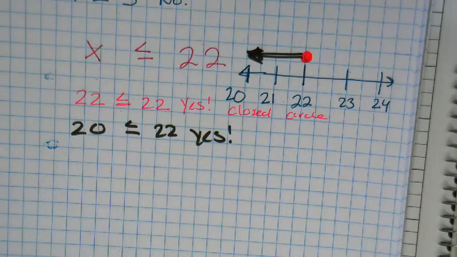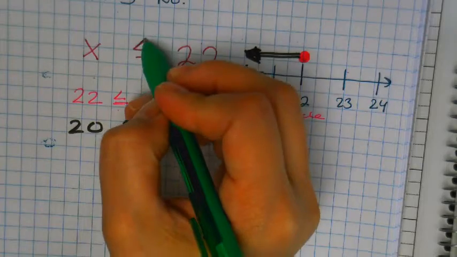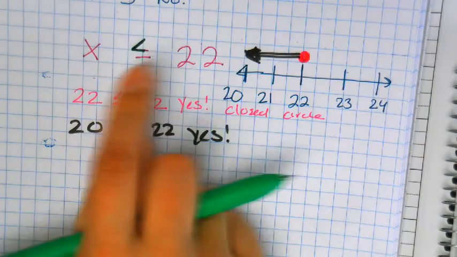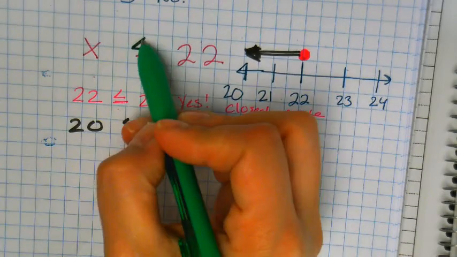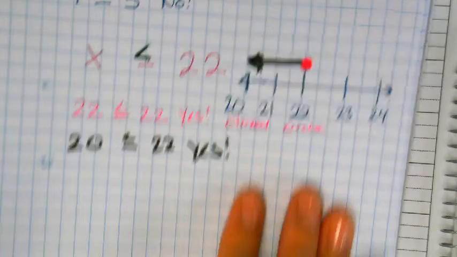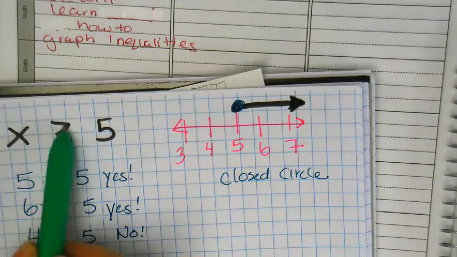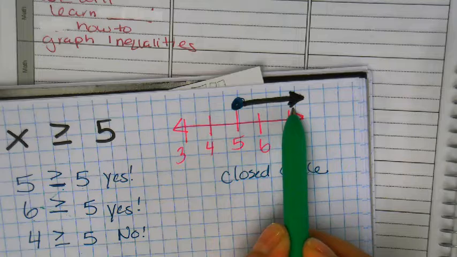I also see that wherever the alligator's mouth is pointing is the direction you're graphing. Yes, that is one way to tell. It's a shortcut way. You see, this is pointing to the left, so this is graphed to the left. This is pointing to the right, so this is graphed to the right. Do you guys see that connection?